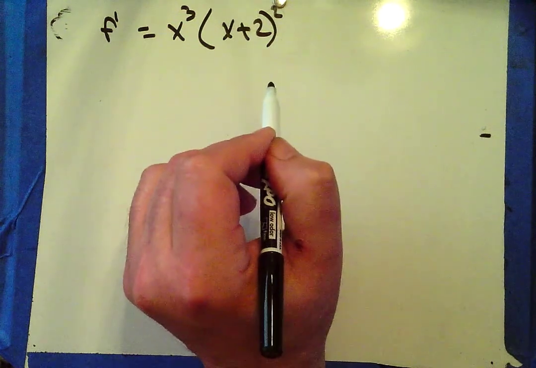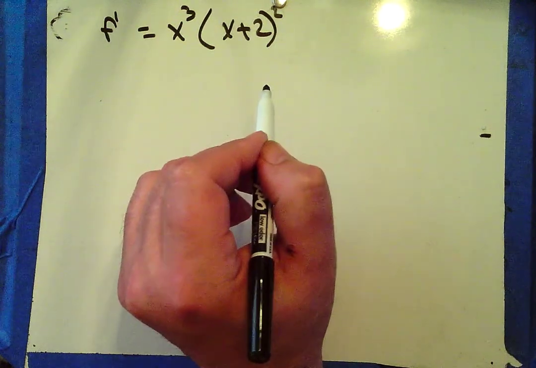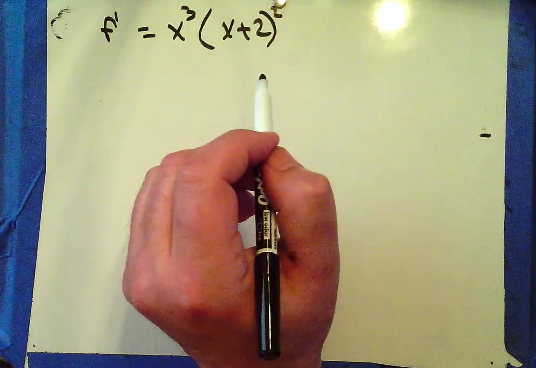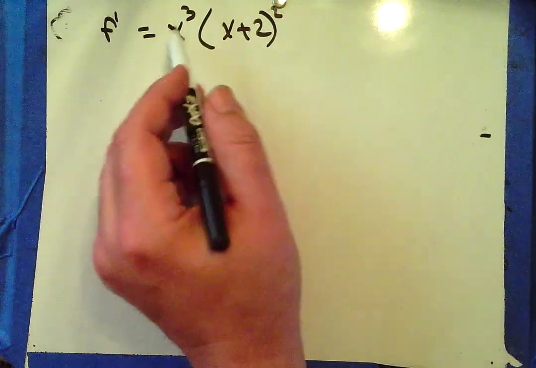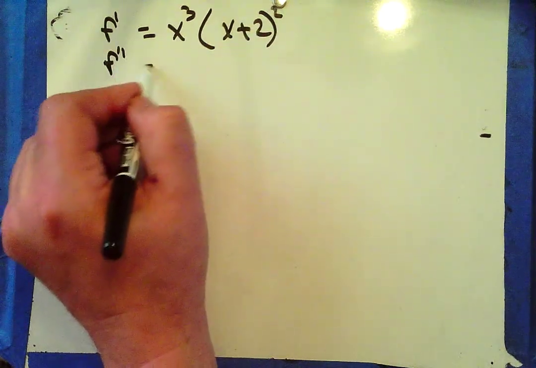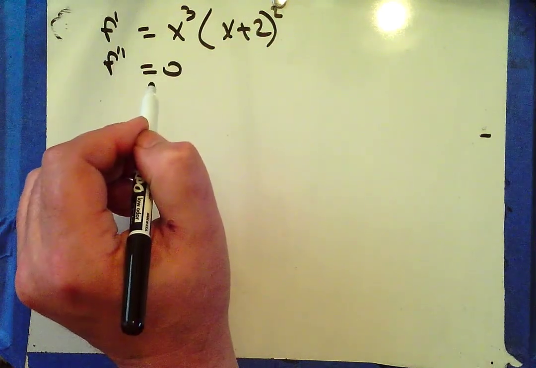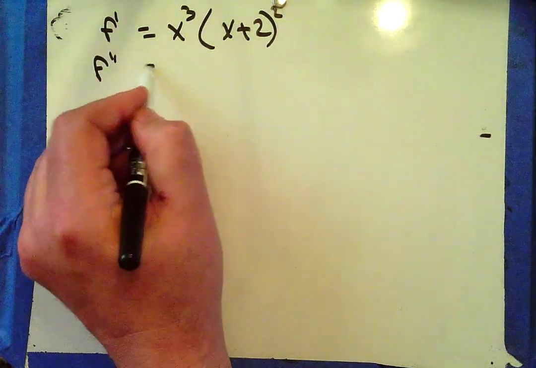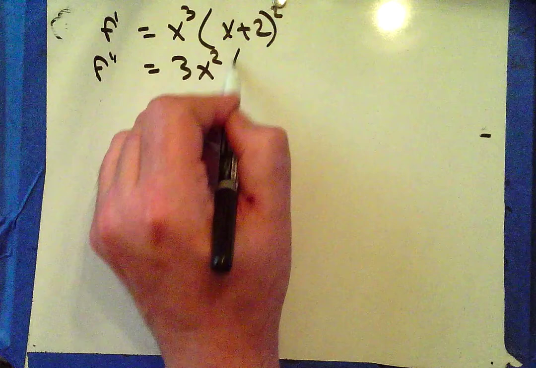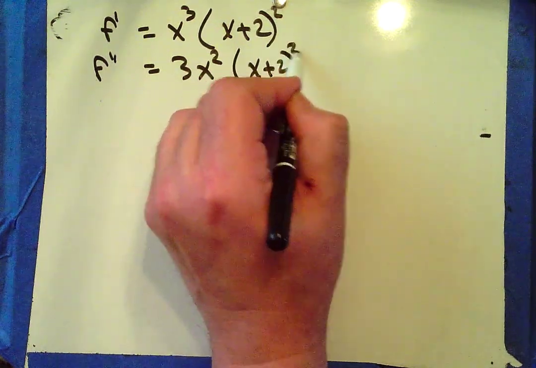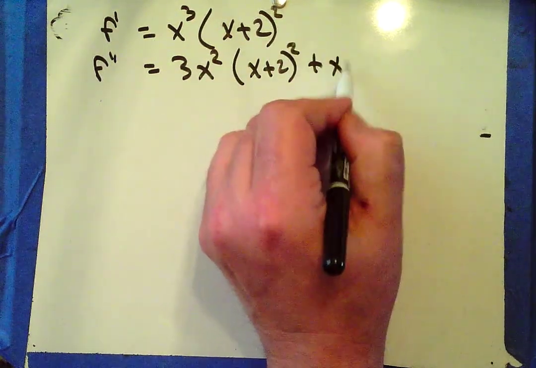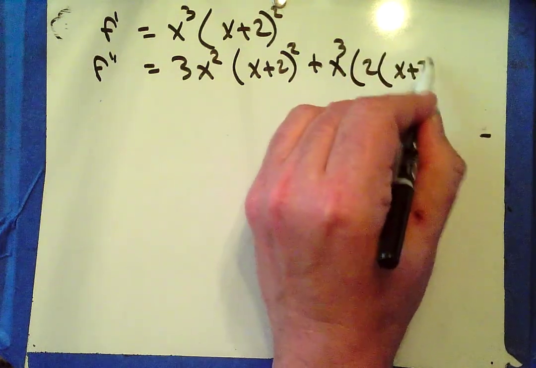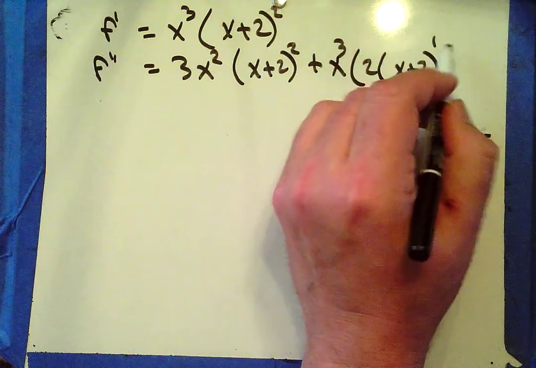Okay, 8. 8 says f prime equals x to the third, x plus 2 squared. Then the graph of f has inflection points, so I'm looking for maxes and mins on f prime, or f double prime equal to 0. Okay, so let's find f double prime. F double prime is 3x squared, x plus 2 squared, plus x to the third times 2, x plus 2 to the first times 1.